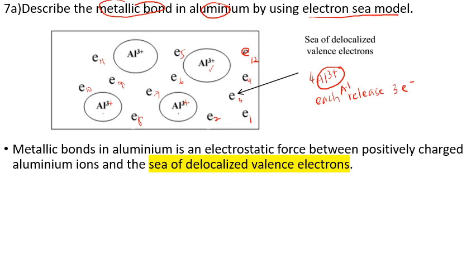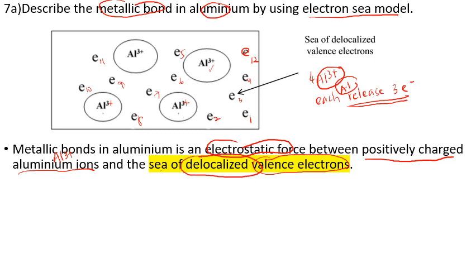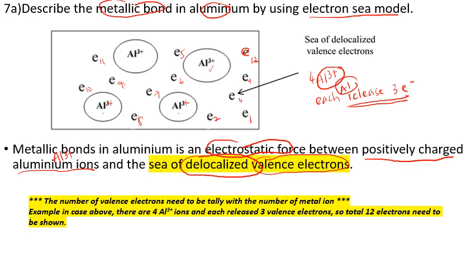So now, using wording to do the explanation: metallic bond in aluminium is an electrostatic force between the positively charged aluminium ions, in this case in the diagram Al3+, and the sea of delocalized valence electrons. Because the aluminium releases the valence electrons, all the electrons in the diagram are considered valence electrons. And we also know the electrons will not be static at the same location, so that's why we use the term delocalized.